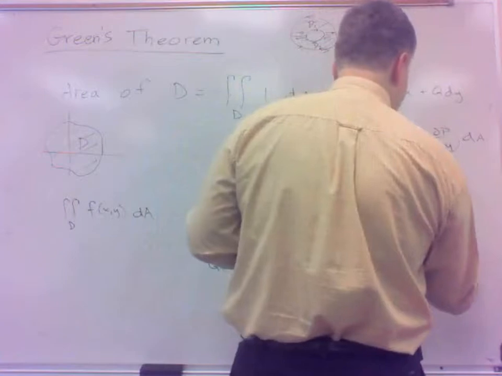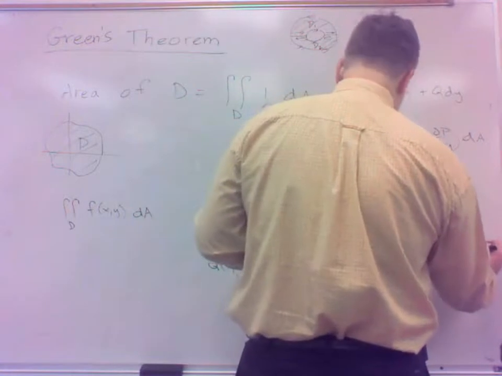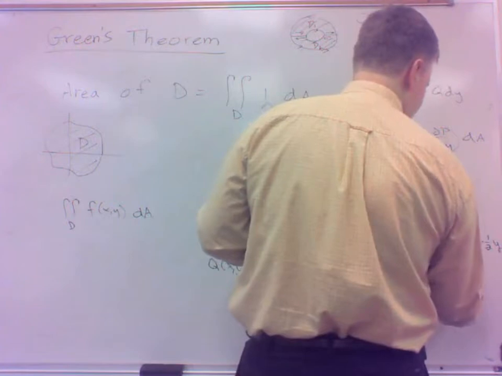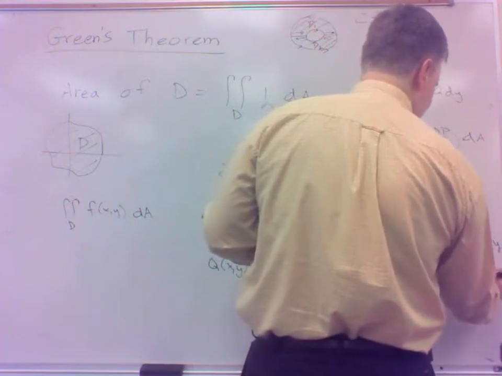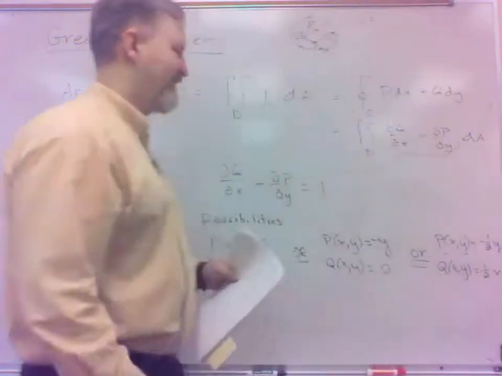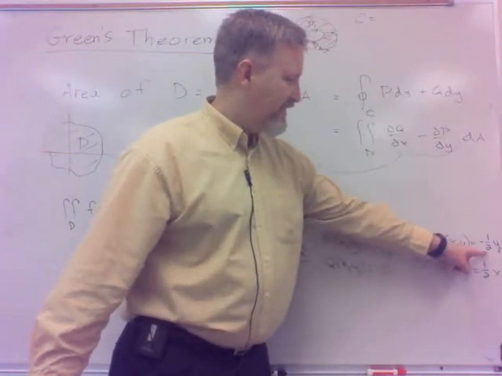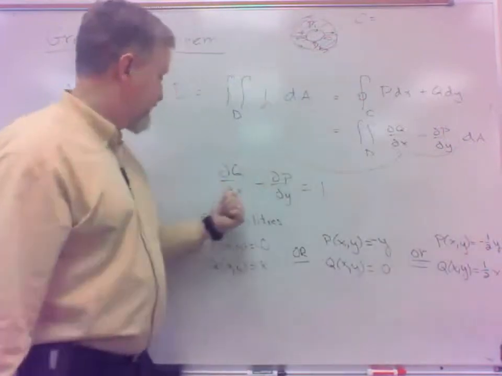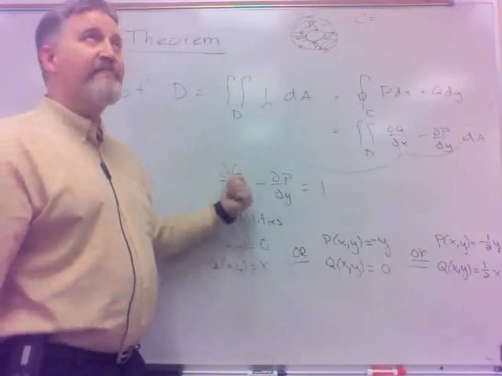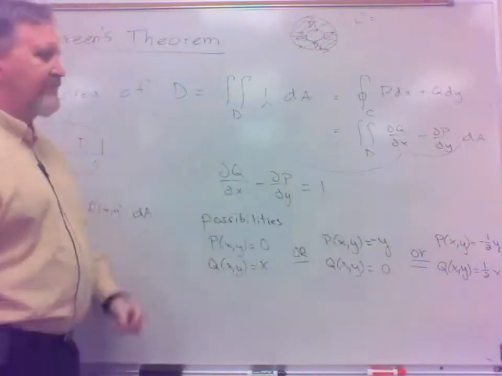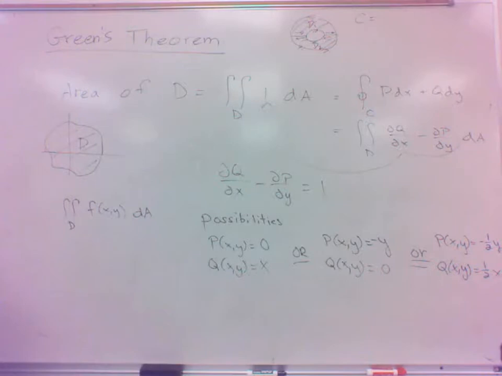P of xy equals negative 1/2 y, q of xy equals 1/2 x. Okay, so the partials are, partial of that with respect to x is a half, partial of that's negative a half, but it's half minus a half, half minus a half, so that's positive 1. Well, you can use these to find the area of your region D. Okay?